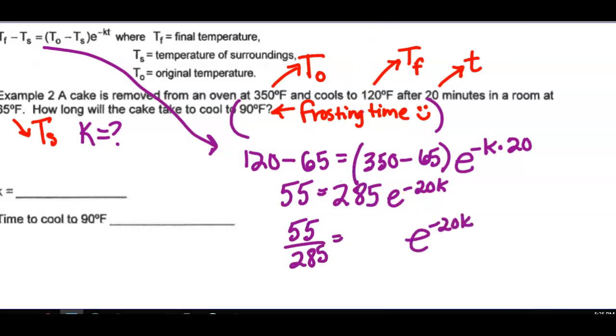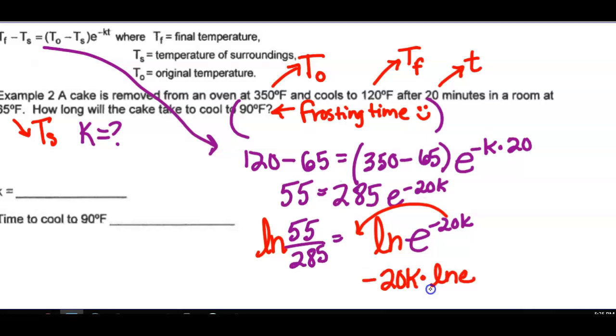Then we take the log of both sides. And we use ln because we had an e in the problem. Then we can move that out front. So we have negative 20k times natural log of e, which is just multiplying by 1. And over here, we can type that in right away. I usually just write it down.